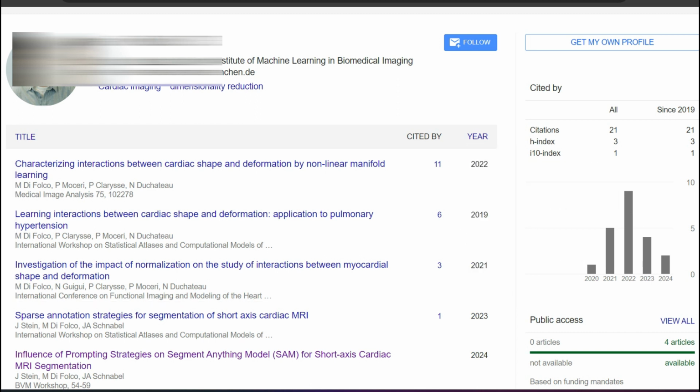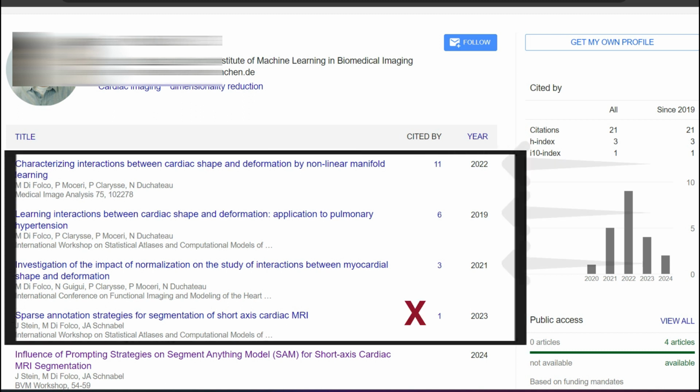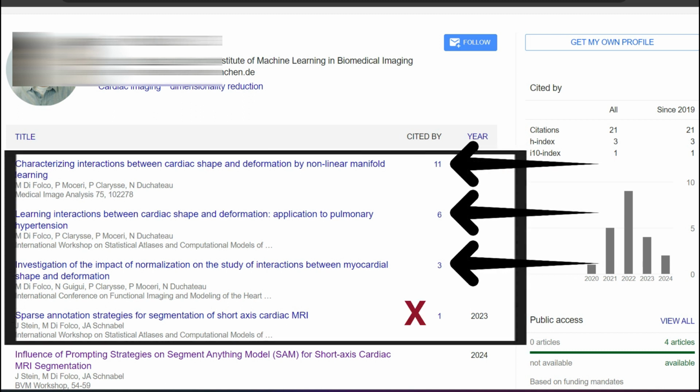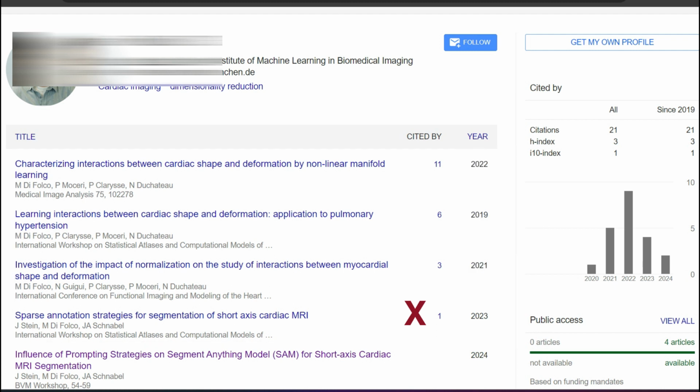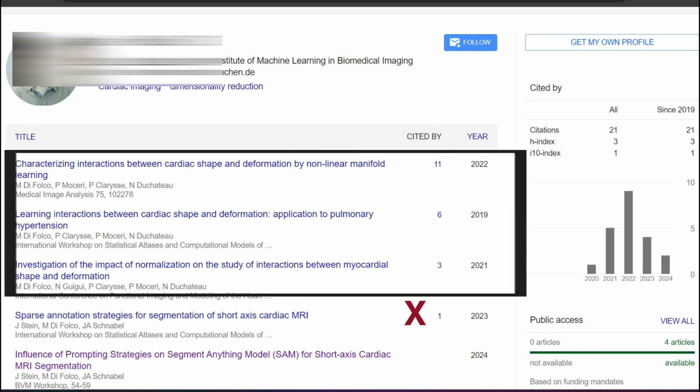This is also true. Now H equal to 4. 4 papers have at least 4 citations. No, this is not true. Hence, the H index will be 3 because 4 does not satisfy the conditions.